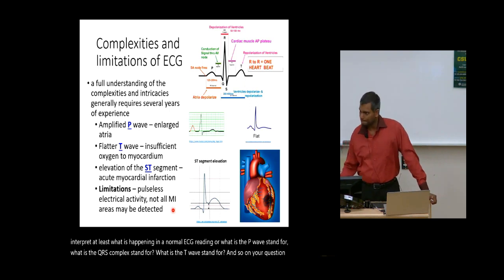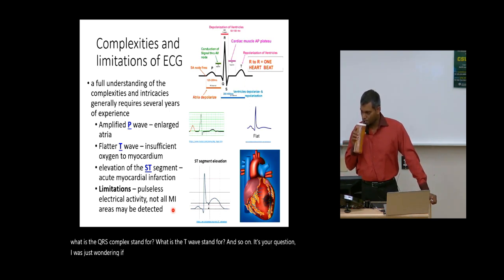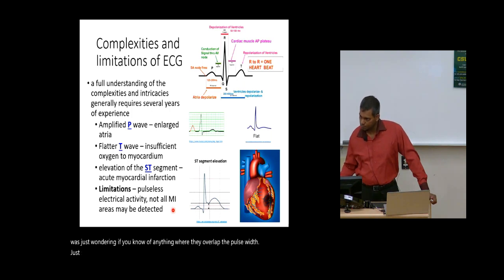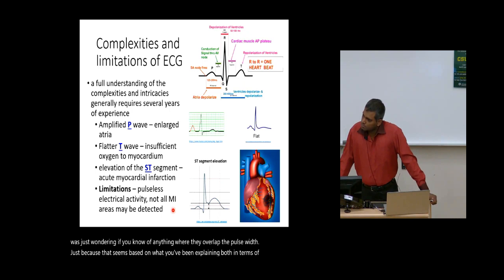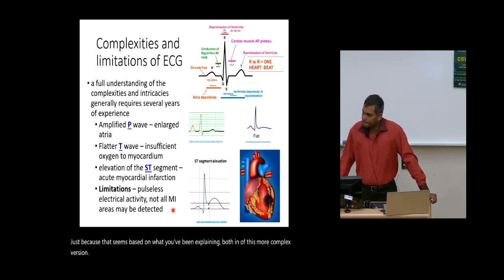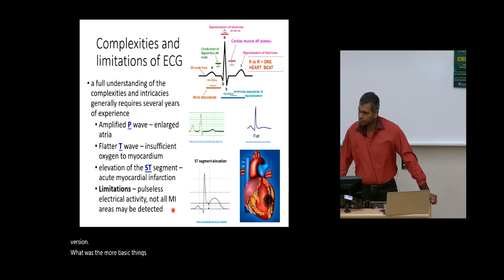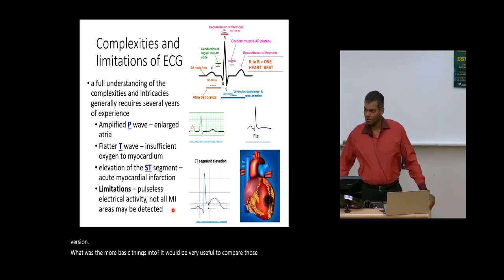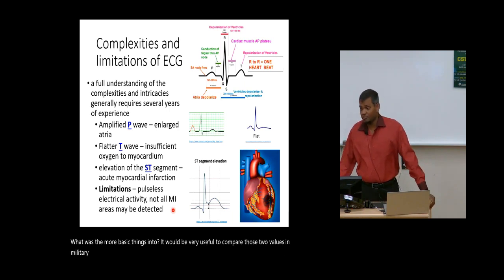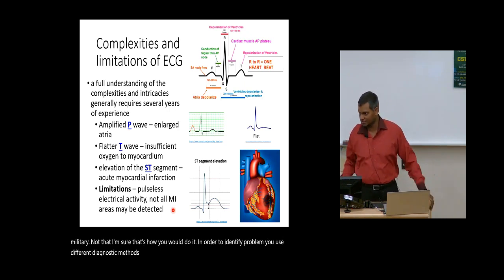I was just wondering if you know of anything where they overlap the pulse with the echocardiogram, just because based on what you've been explaining, both in terms of this more complex version of the ECG, as well as the more basic things, it would be very useful to compare those two values. Do you know if there is anything? Not that I know of, but I'm sure that's how they would do it. You know, in order to identify a problem, you'd use different diagnostic methods to see what they're saying.